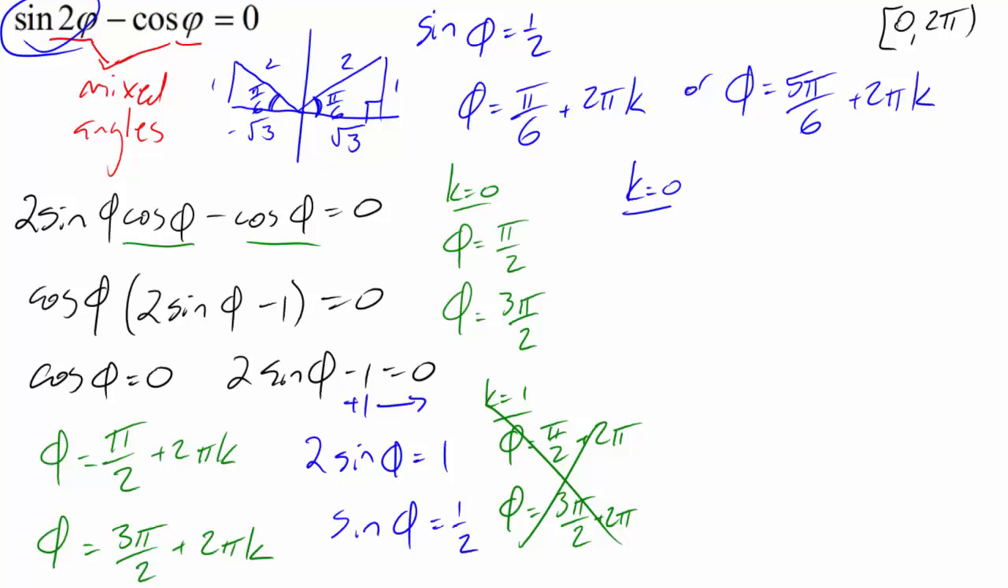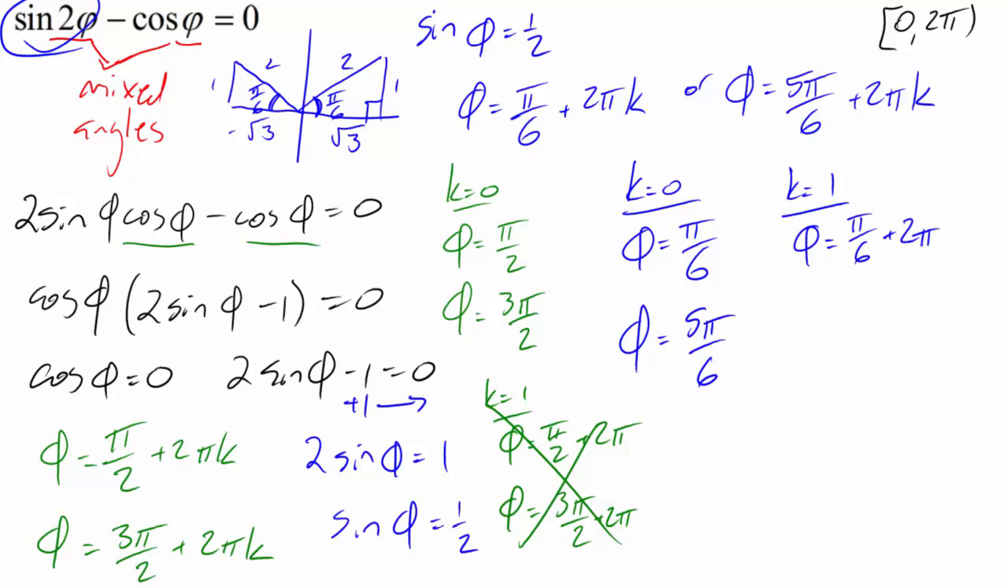So we're in blue here, so when k equals 0, phi is equal to pi over 6, or phi is equal to 5 pi over 6. That's good news. Those both work. Those both fall in the interval. So now if k is equal to 1, we've got phi equals pi over 6 plus 2 pi, or phi equals 5 pi over 6 plus 2 pi. And again, since the 2 pi is the cutoff, 2 pi plus anything is going to be too big, so we can't use anything there.